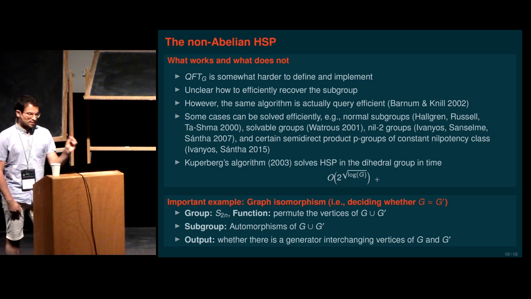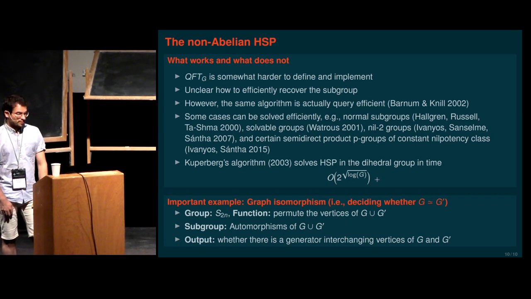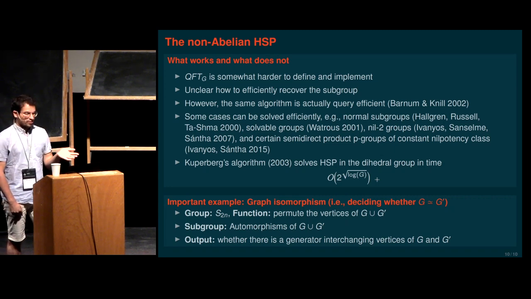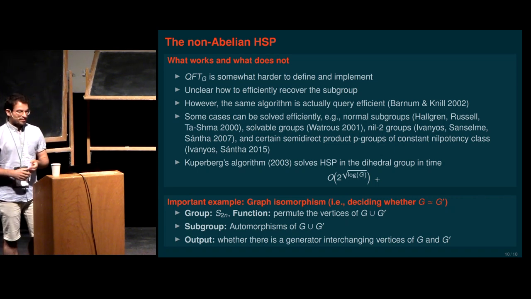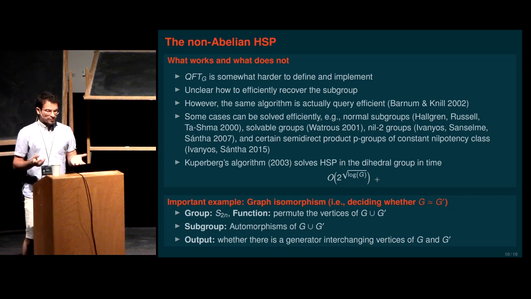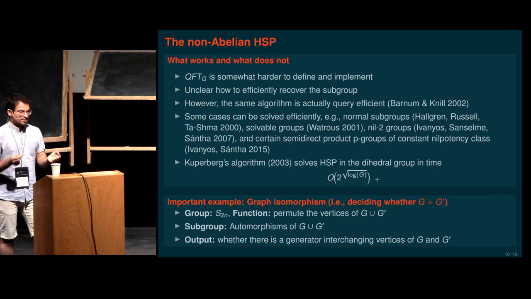So you just take the disjoint union of these two graphs. The subgroup which is hidden by this is just the automorphism group of this disjoint union of G and G prime. This automorphism group contains an element which exchanges vertices in the two graphs if and only if they are isomorphic.